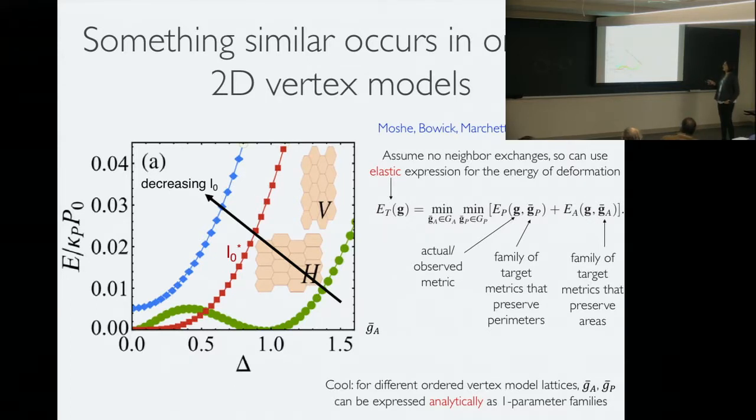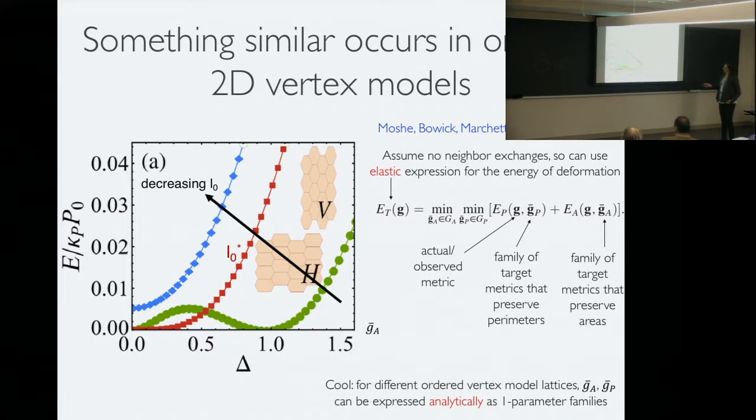And the cool thing about this paper is that they discuss that in these systems there's families of target metrics that preserve perimeters, and then there's a different family of target metrics that preserve areas, and then there's a geometric incompatibility between these two. And so this paper shows that for ordered vertex model lattices, you can actually compute these objects analytically as one parameter families, so you can do this minimization here really nicely.